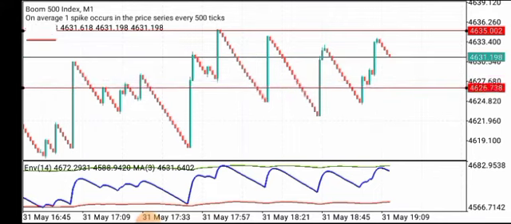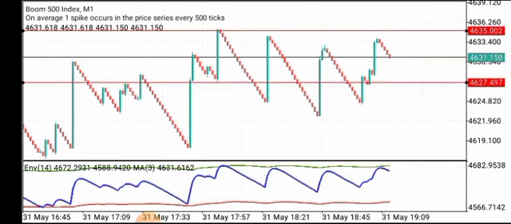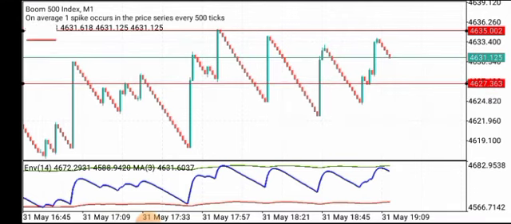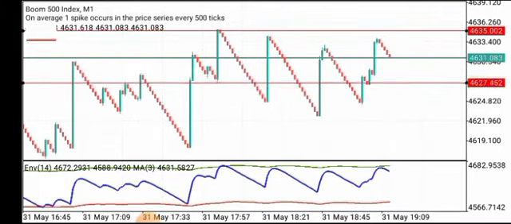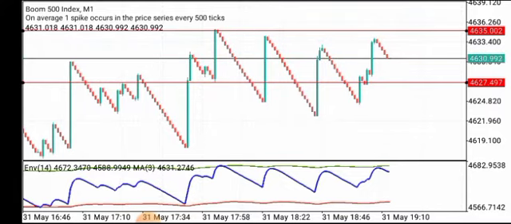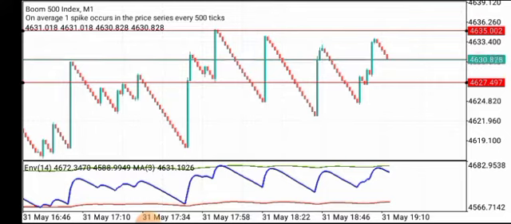So we are expecting our spike from here. After the spike, you are definitely going to sell, because we are trading Boom 500. When you are in Boom, if you are trading with the spike, you are buying, because the spike is shooting the price of the market up. If you are trading against the spike, you are selling. So today we are trading against the spike, so we are selling.